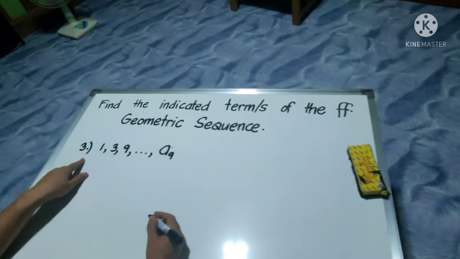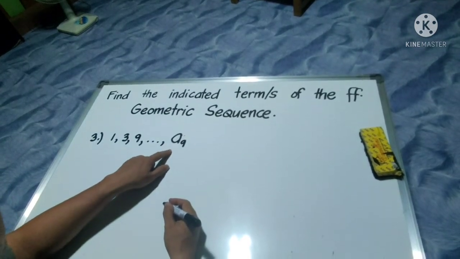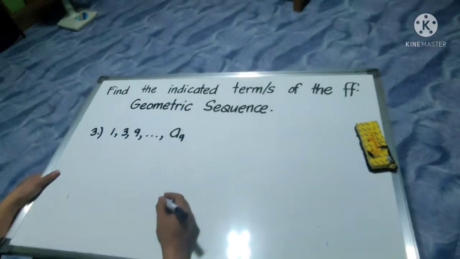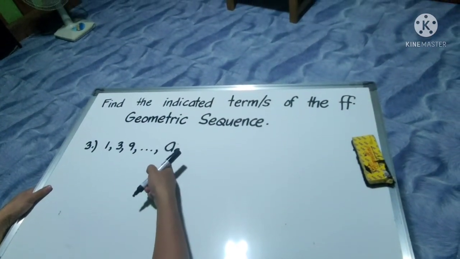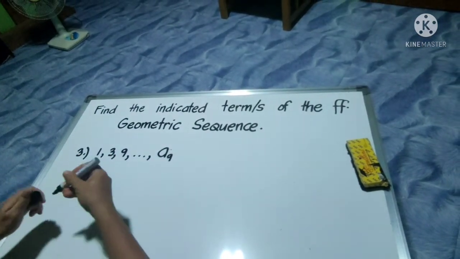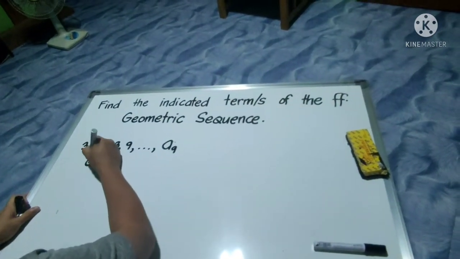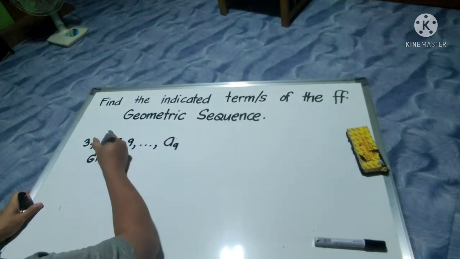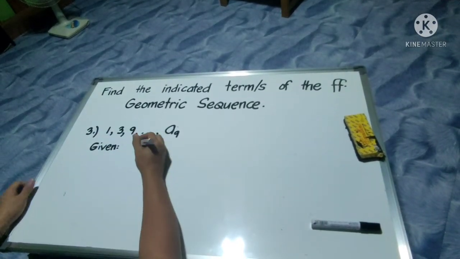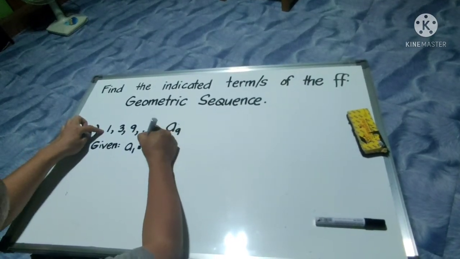Now let's have example number 3: 1, 3, 9, and so on, and we're going to find a sub 9. Since we'll be using the formula for geometric sequence to find the nth term, which is our a sub 9, we need to identify our given. But actually, if you are already a master in determining the given in your mind, you may not jot down the given. So, our a sub 1 is equal to, of course, 1.